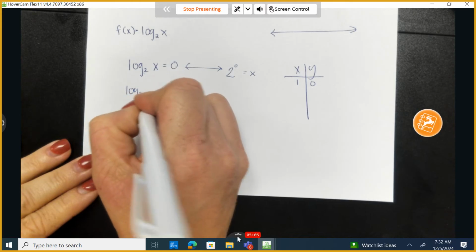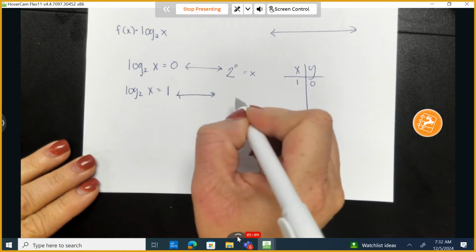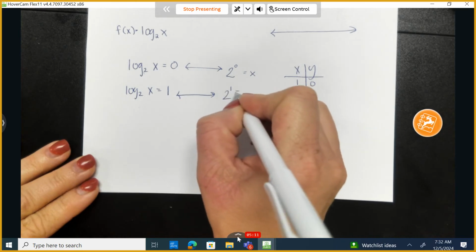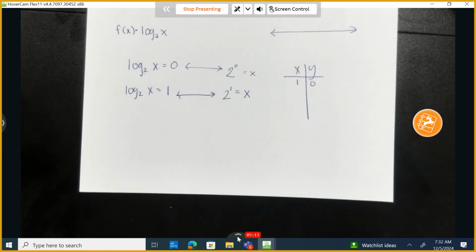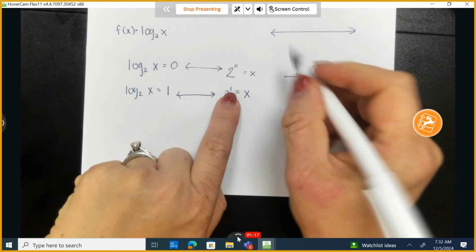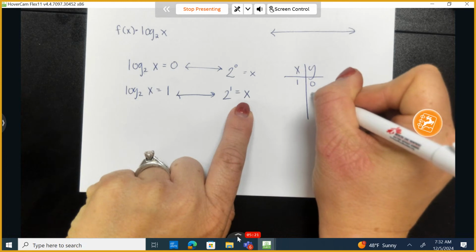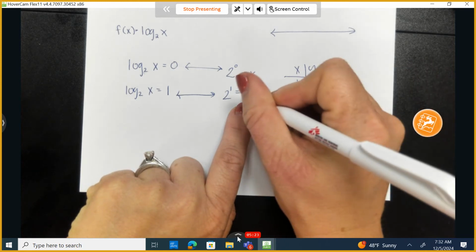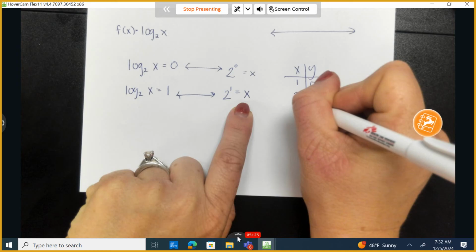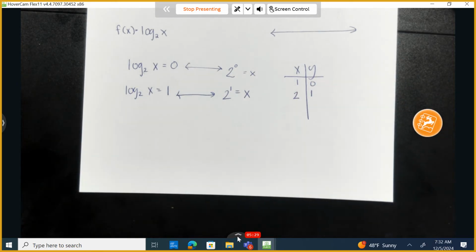Let's do log base 2 of x equals 1. So I'm going to write down 2 to the first power equals x. So what's the answer? The answer is 2. So if my output is 1, then my input here would have to be 2. Because remember, x is always the input and y is the output.